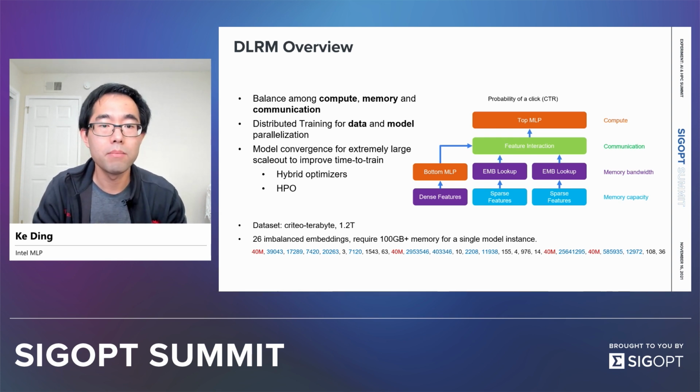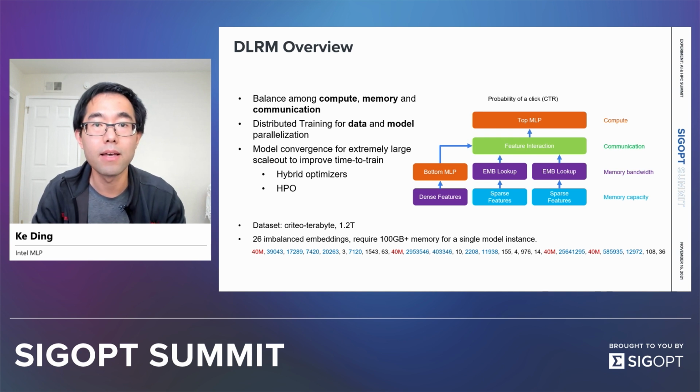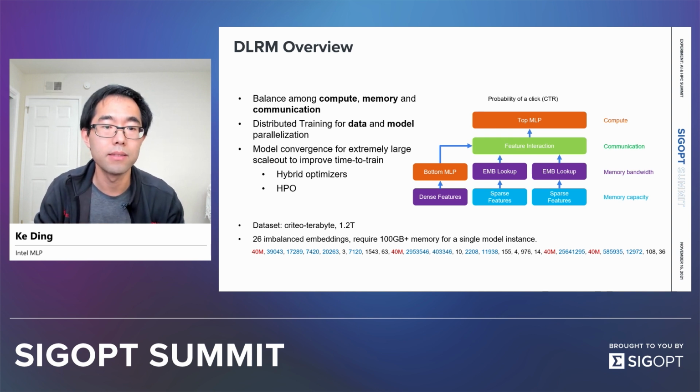DLRM is a SOTA model and part of the MLPerf training benchmark. At a high level, its model topology is actually quite simple. The dense feature goes to the bottom MLP, and the sparse feature goes to embedding lookup tables. After that, they interact together and feed into the top MLP, and then output as the click probability. Each block has its own characteristics, color-coded for memory, communication, and compute bound.